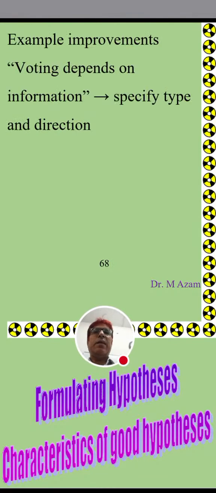Example improvements: voting depends on information, specify type and direction. In this hypothesis, voting depends on information. It shows a direction, that voting is affected by information. So information is the independent variable and voting is the dependent variable. It is showing the direction of influence. What is influencing what?